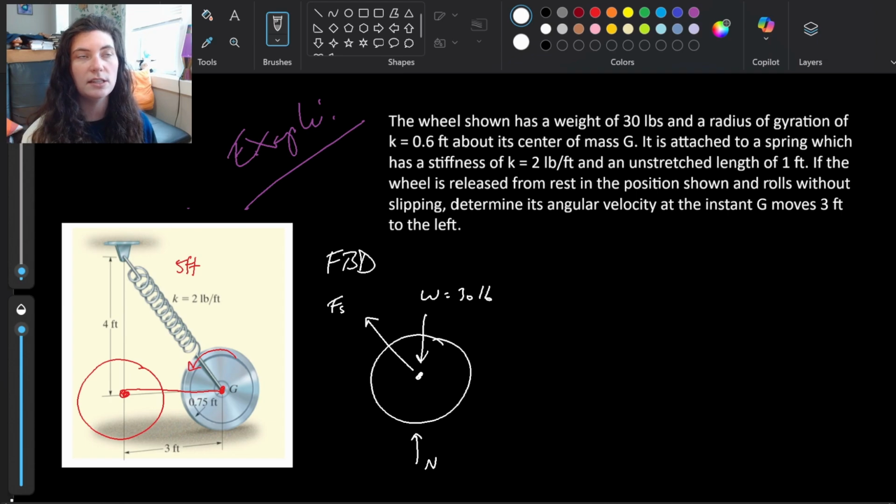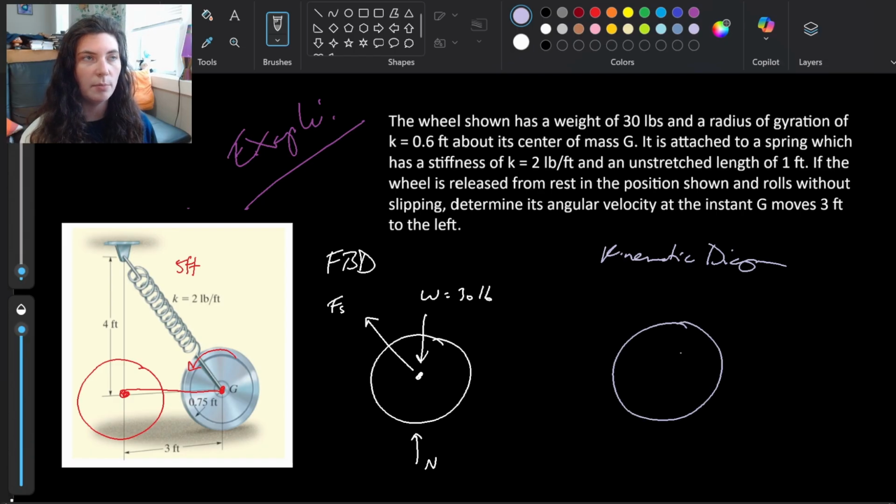And then they do tell us that it rolls without slipping. So that's just something we'll note in our head. That's really going to come into play over here in our kinematic diagram. So in our kinematic diagram, I draw my wheel. Again, I'm just labeling my velocities, angular velocities, any displacements that may be helpful.